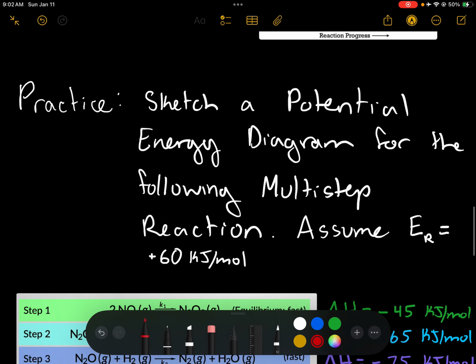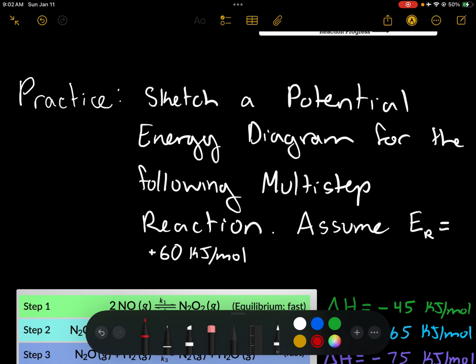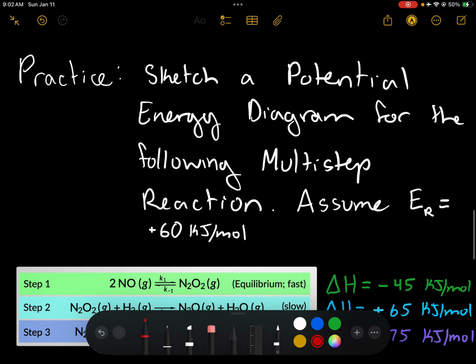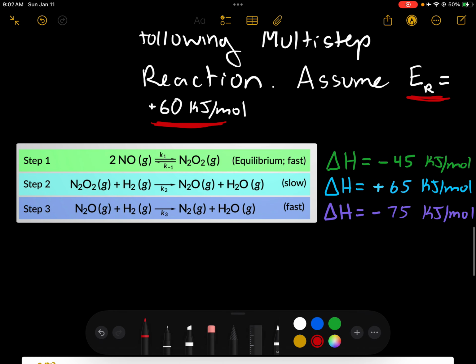All right, so we're going to practice real quick. We're going to sketch a potential energy diagram for the multi-step reaction below, and we're going to assume that our E sub R starts at 60 kilojoules per mole. And once again, I want to reiterate, you're not going to have to do this on the AP test, but I am going to make you practice that skill so that you understand these diagrams really well. All right, so let's look at what we have. We have step 1, which is represented in green over here. We are told what's going on. So we see the reactants and products of that step.